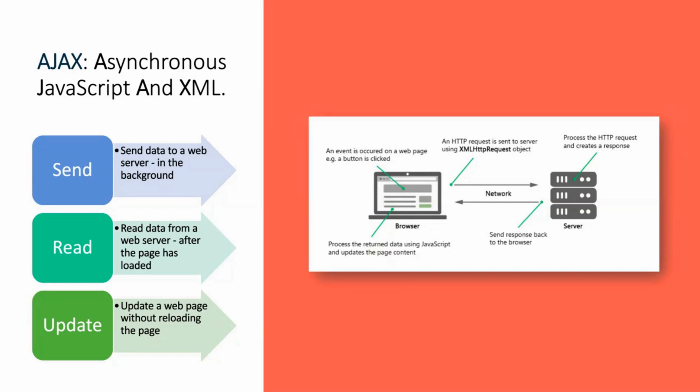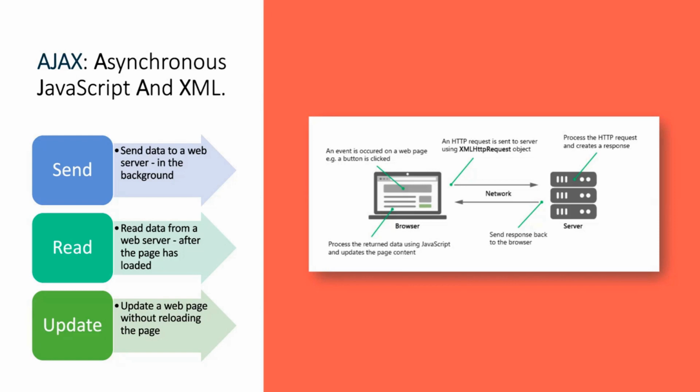Asynchronous JavaScript and XML, in short AJAX. Ajax is not a programming language. Ajax just uses a combination of a built-in XMLHttpRequest object and the HTML DOM with the help of JavaScript to display data on a website dynamically. Ajax can send data to a server in the background. Ajax can receive data from a server after the page has been loaded. Ajax can update a web page without even reloading the whole page.